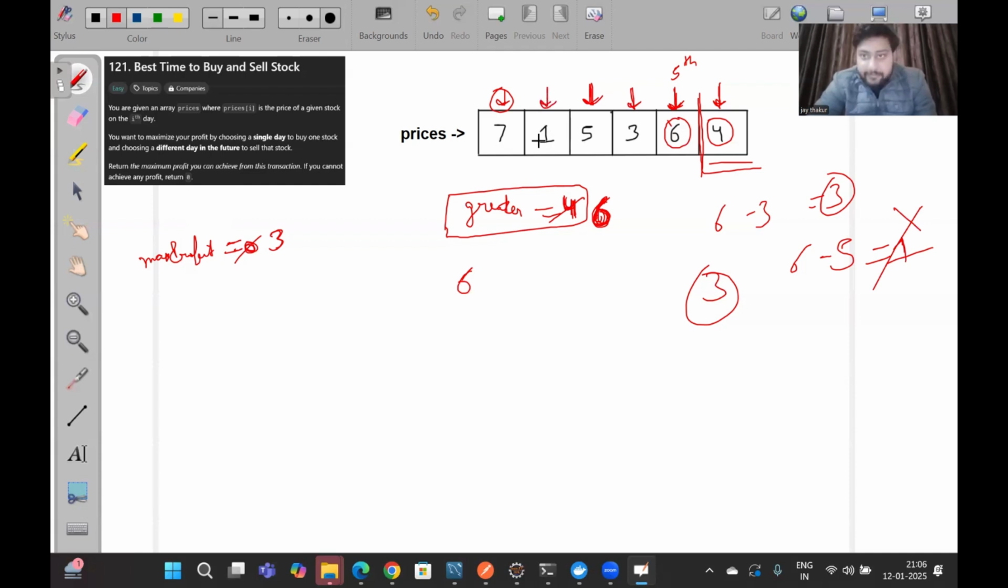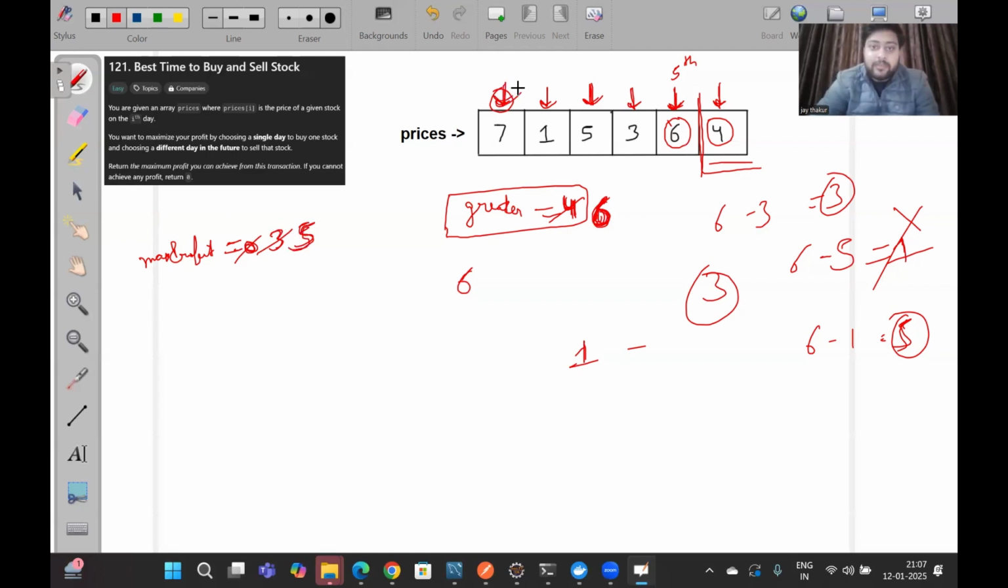Now we are on the second day. Here the price of the stock is 1. If we buy on the second day and sell in future on the 5th day, then the maximum profit will be 6 minus 1, that is equal to 5. Is this 5 greater than 3, the current maximum profit? Yes, 5 is greater, so we will replace it with 5. After that we will move backward.